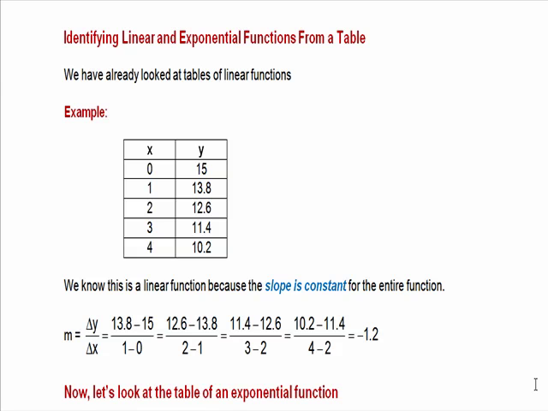And I actually went through and did the process of doing change in y over change in x between 0 and 1, 1 and 2, 2 and 3, and then 3 and 4. And every time I do the slope, I end up getting negative 1.2.